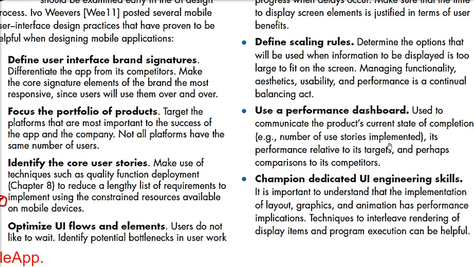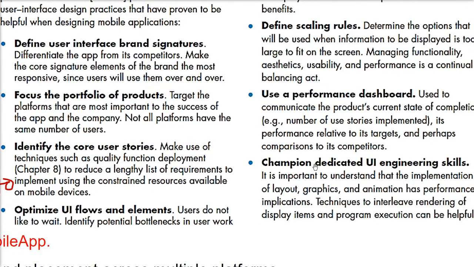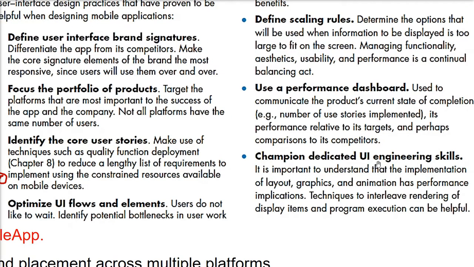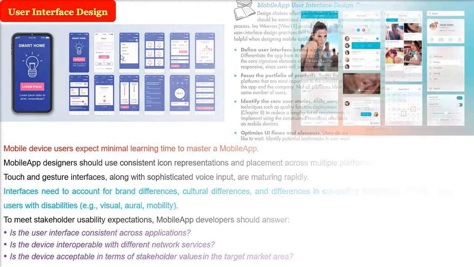Use a performance dashboard. That is, you have to show what user stories are being implemented and the performance, because people want good performance compared to the competitor. Champion dedicated UI engineering skill. That is layout, graphic, animation. All these have performance implications. You have to do engineering, but with thoughtfulness of all these things also.